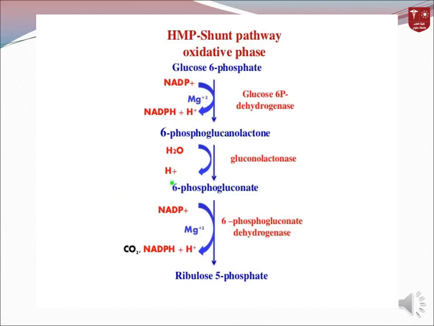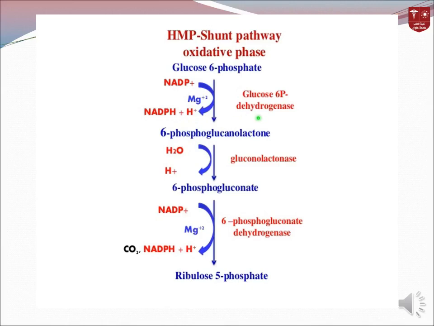This phase of the HMP shunt pathway is the first phase, which is the oxidative phase. In this phase, there are two important enzymes. There are three enzymes here, but the most important two enzymes are glucose 6-phosphate dehydrogenase and 6-phosphogluconate dehydrogenase. Why are these two enzymes specifically important? Because these two reactions are sites of production of NADPH. As you can see here, this molecule, NADPH, is released, and in the third reaction, NADPH is released as well. This molecule, NADPH plus H, is a very important molecule inside the cell. It has many functions inside the cell. We are going to discuss them in detail later.